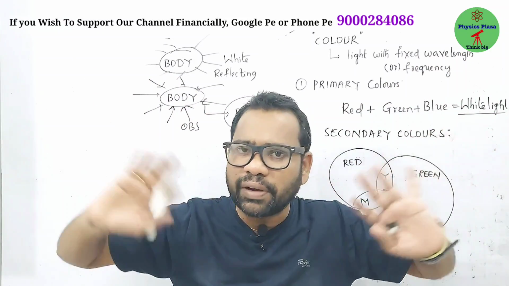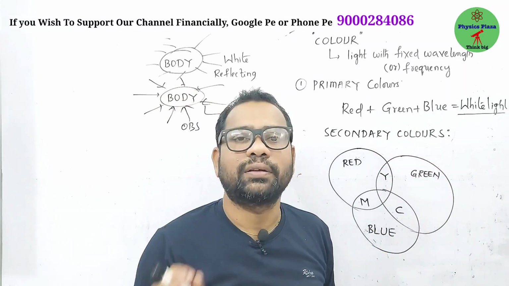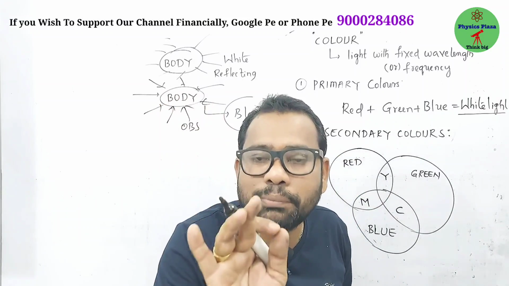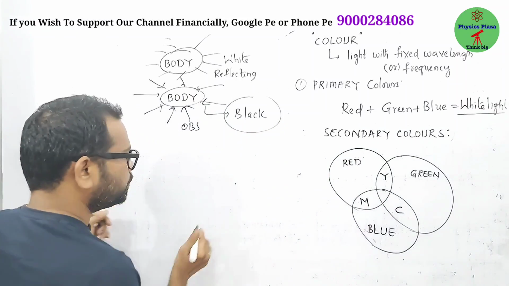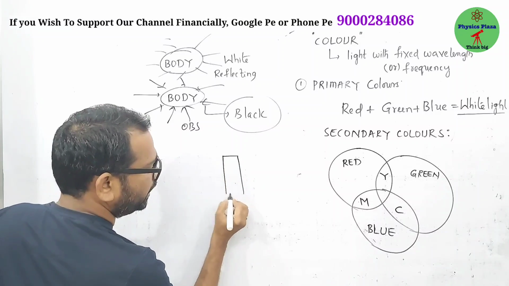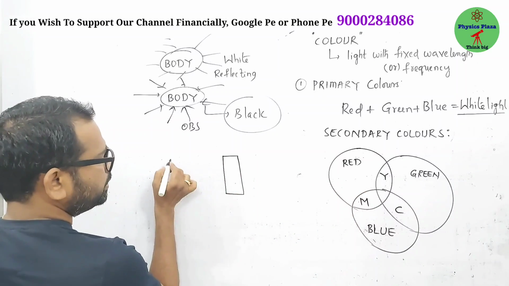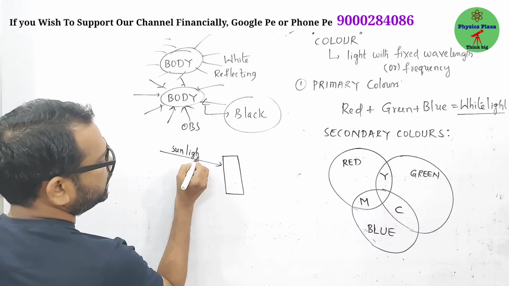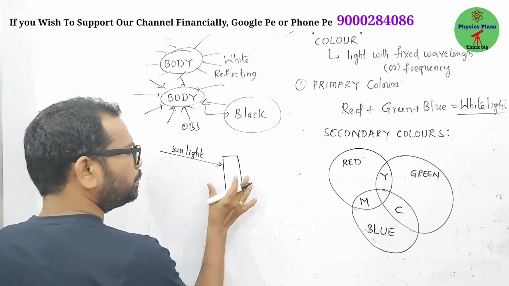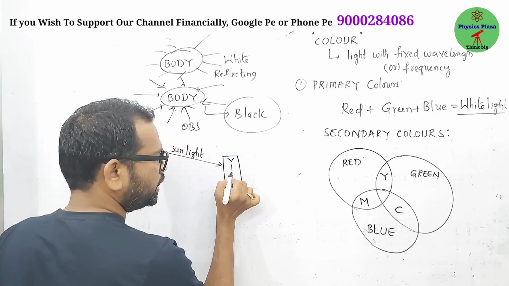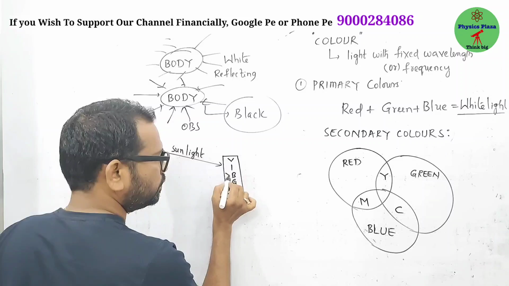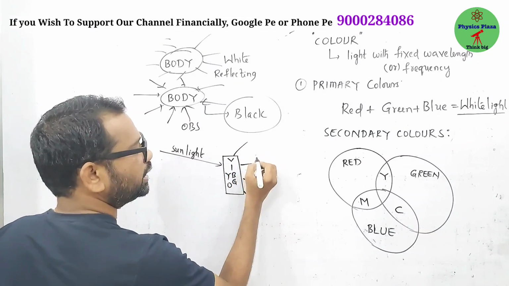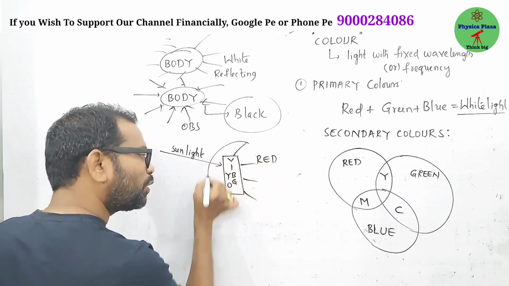If all colors are absorbed by the body, then that body appears black. Now suppose here one body is there, and we can see only the 7 colors. For example, on this body, sunlight is falling. But this body absorbed V, I, B, G, Y, O, absorbed all colors, but reflects only red color. Then this body appears red.